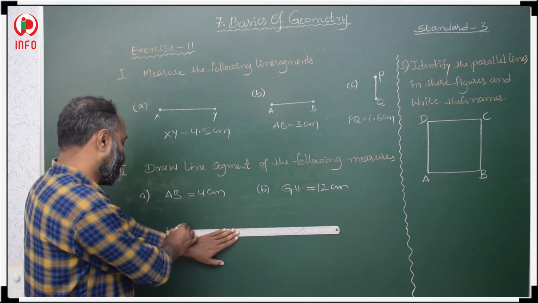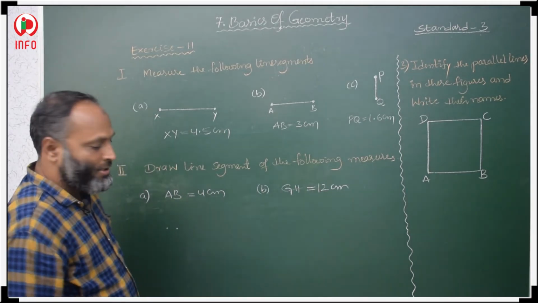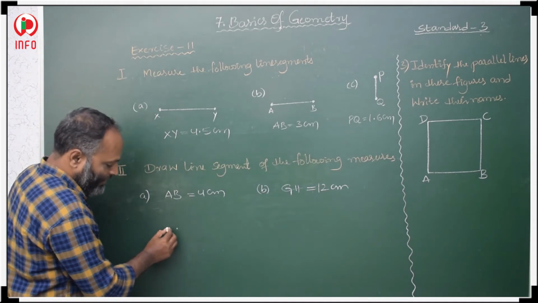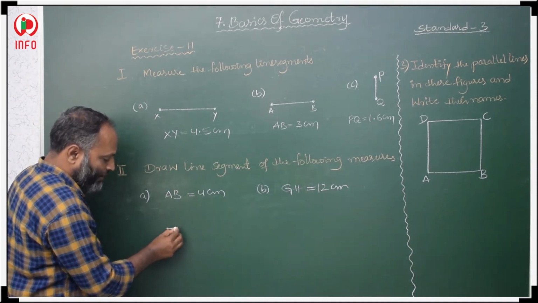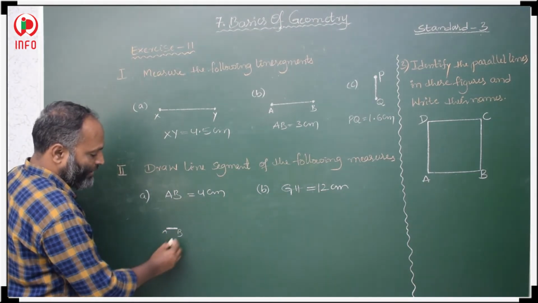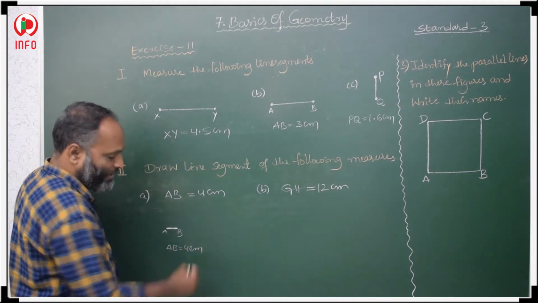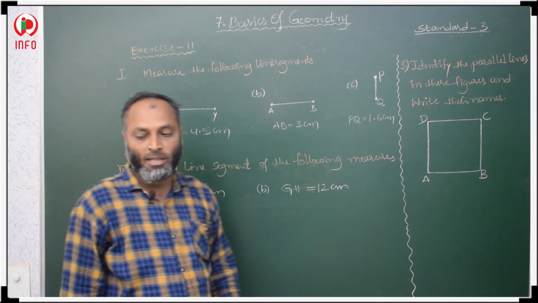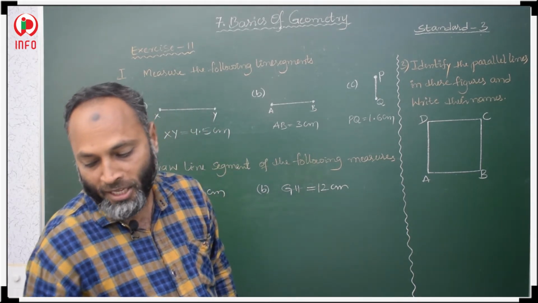Here it looks very small on the blackboard, our board. Because the length is 4 centimeters, after marking the 2 points we have to join them. This is point A and this is point B. Then AB is equal to a 4 centimeters line segment.